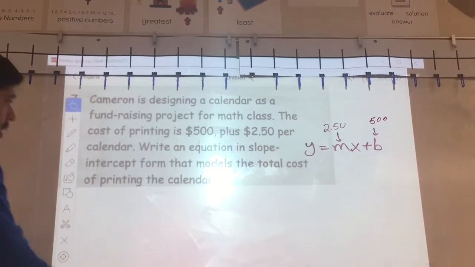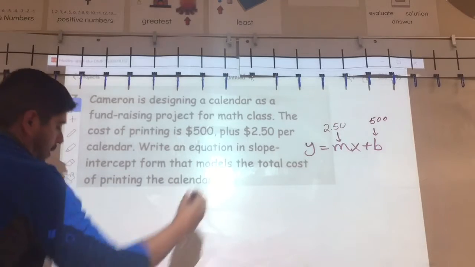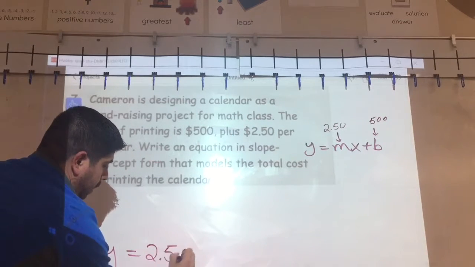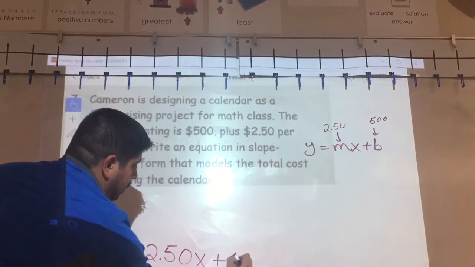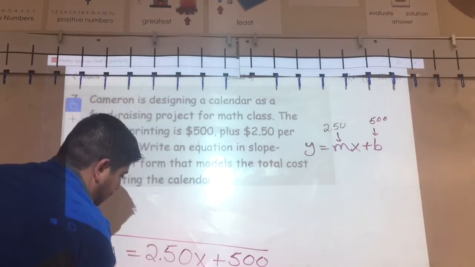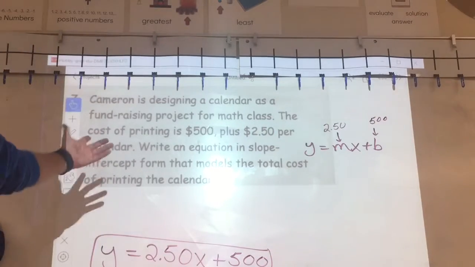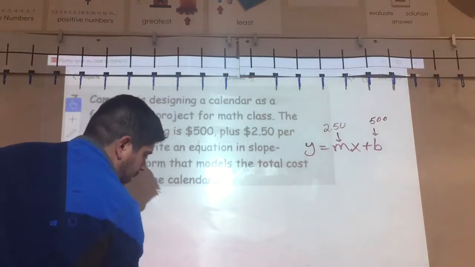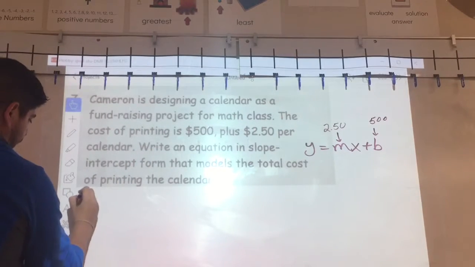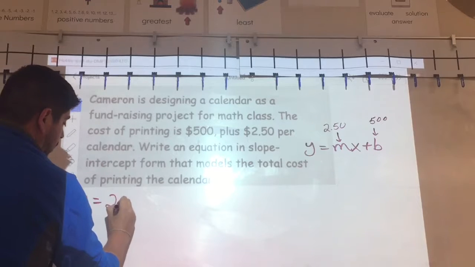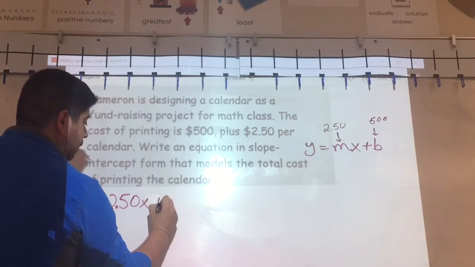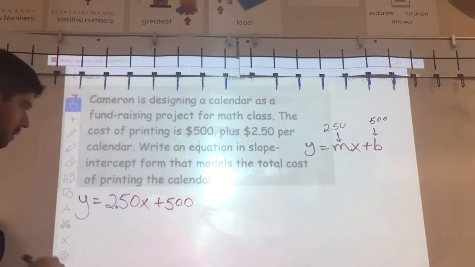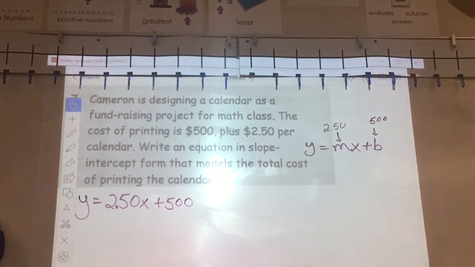So when I write this in an equation, y equals, I'm just going to plug it in: 2.50x plus 500. There we go. That's all number 7 is asking for. Number 8, we're going to solve it, so I'll do that next. But that's the equation we have for number 7. Sorry, let me write this up since you can't see it. y equals $2.50x plus 500. That's the answer to number 7.